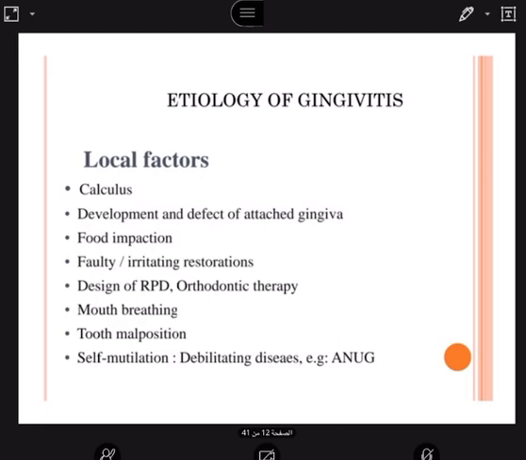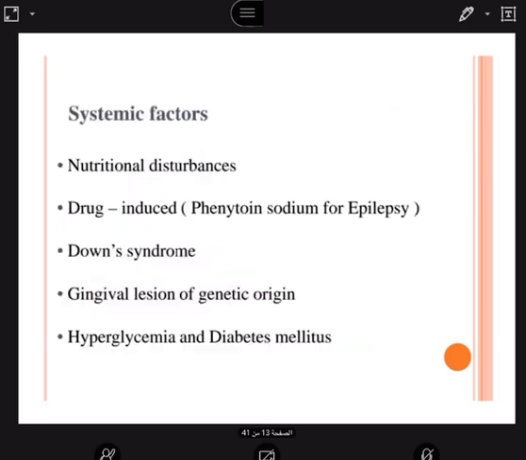Okay, again, tooth malposition, crowding, and all those things will lead to gingivitis. Then self mutilation, and debilitating diseases like acute necrotizing ulcerative gingivitis, which we'll be discussing in this lecture. Okay, so these are the local factors. Again, coming to systemic issues, any kind of nutritional disturbances. If you are having nutritional disorders, or malnutrition, like improper intake of nutrients, all these things can lead to what?